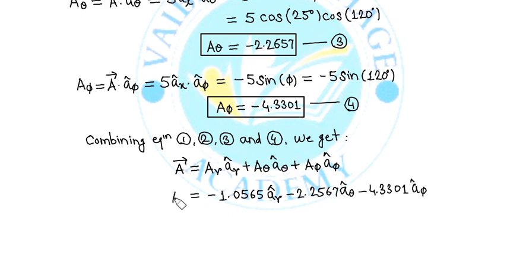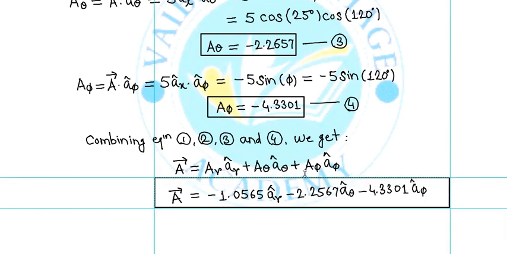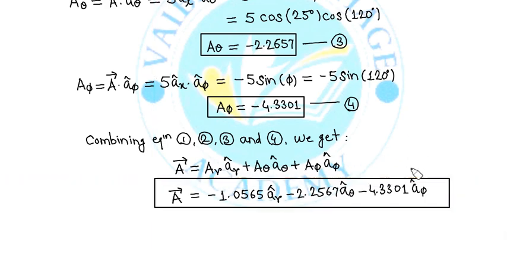So this is your vector A in terms of the spherical system. With this we are done with the very first part of the numerical. We have expressed your given vector A in terms of the spherical coordinate system. Okay, so this is your final answer. Now we will move on to the second part of the numerical.